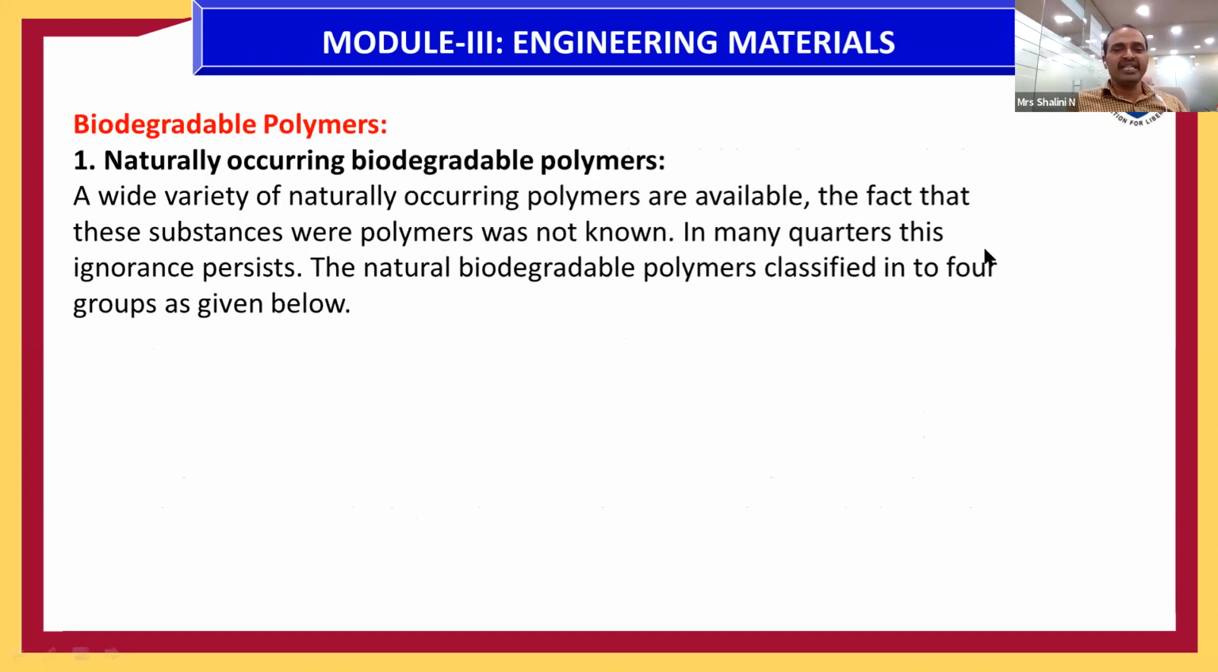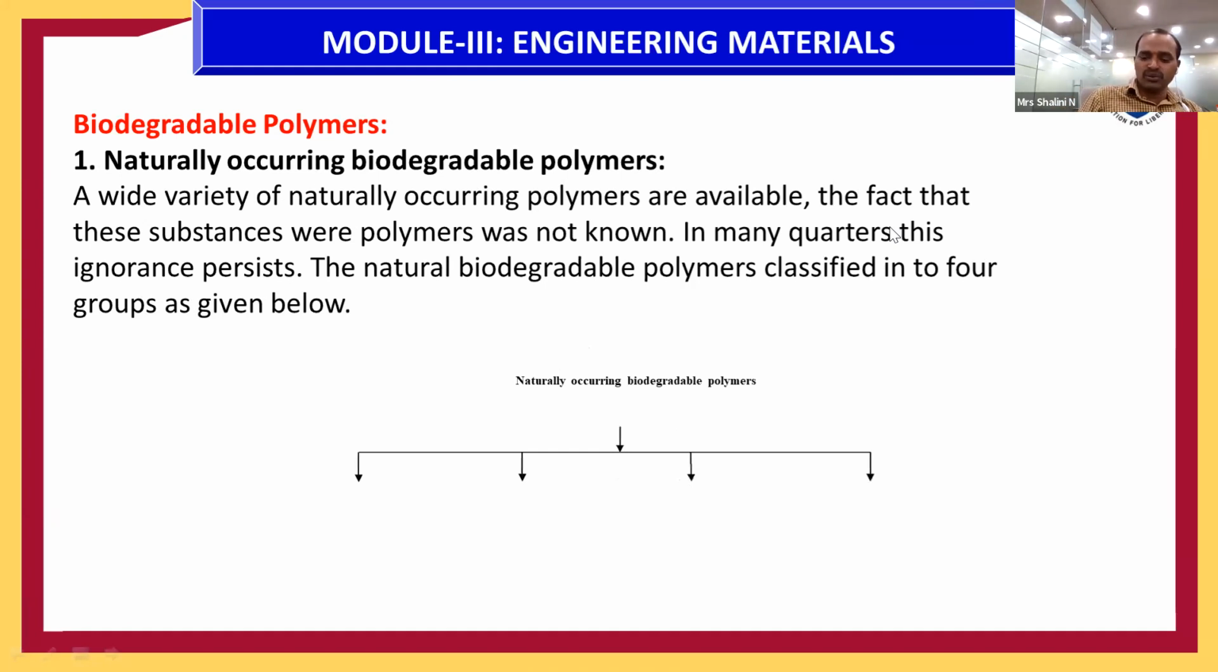The biodegradable polymers are mainly classified into two types: naturally occurring biodegradable polymers and synthesized biodegradable polymers. In naturally occurring biodegradable polymers, a wide variety of naturally occurring polymers are available. The fact that these substances were polymers was not known. In many quarters, this ignorance persists. The natural biodegradable polymers are classified into four groups: number one, polysaccharides; number two, proteins; number three, polyesters; number four, others.